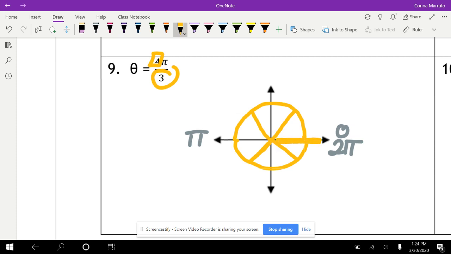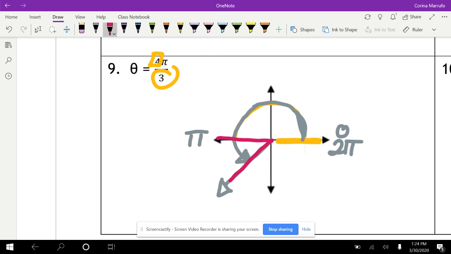So if we want 4 out of the 3, we go around, and this would be 1 piece. I'm going to have to use a different color. From here to here is 1 piece. This is 2 pieces. This is 3 pieces, and this is 4 pieces of the pie. That's how you draw your angles in radians. So let me go ahead and erase this that we don't need. There you go.